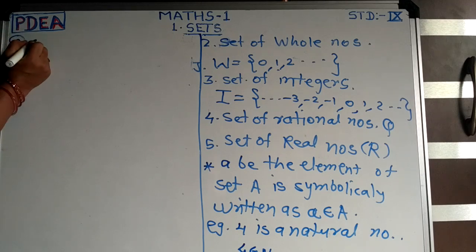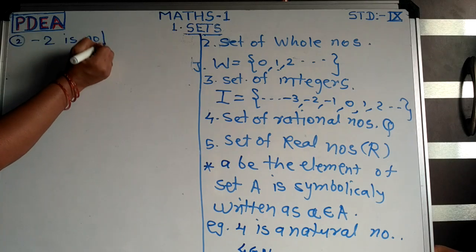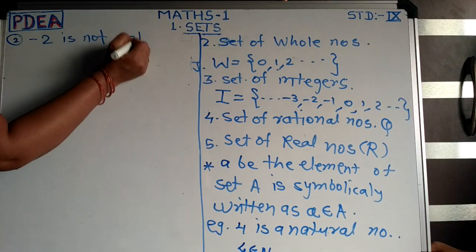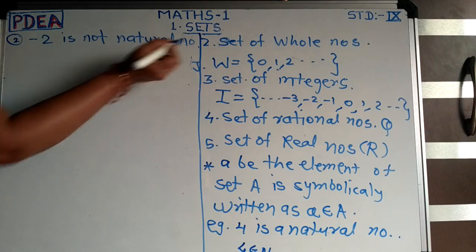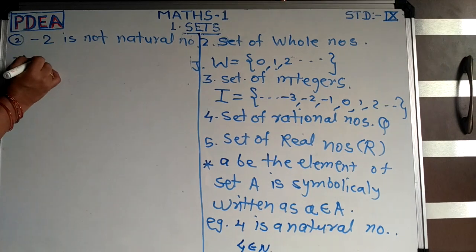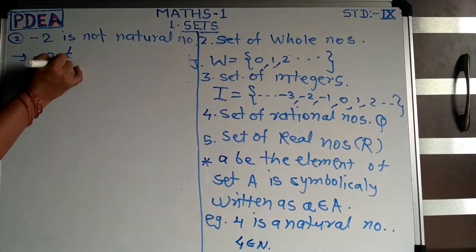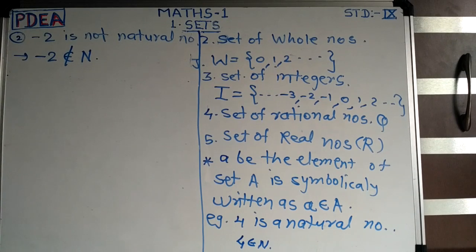Second example, minus 2 is not a natural number. How to write it symbolically? Minus 2 does not belong to capital N. Minus 2 is not an element of set N.